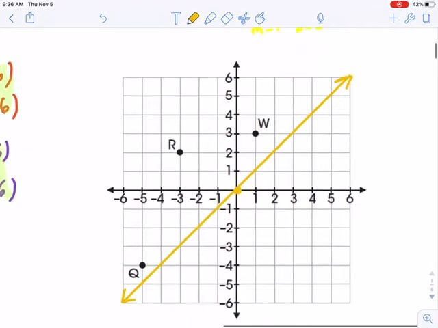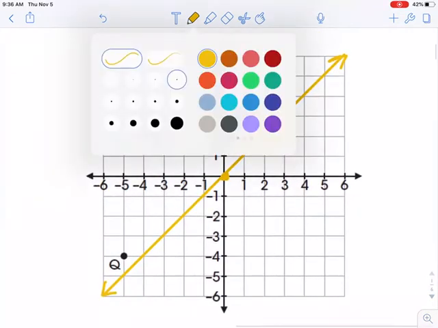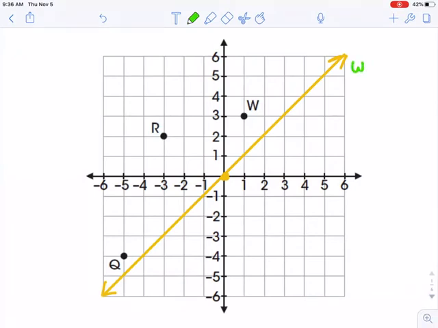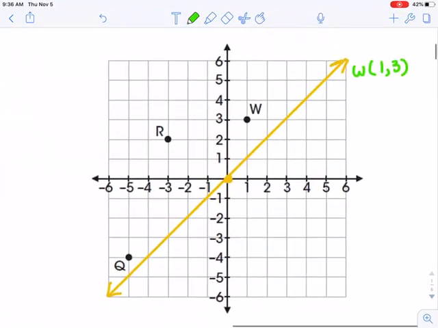Now let's do W first. Why not? Gotta pick something first. So W is at 1, 3. Now you can maybe predict where W prime will land. The answer is boom right here. And there's a couple different ways to do this.